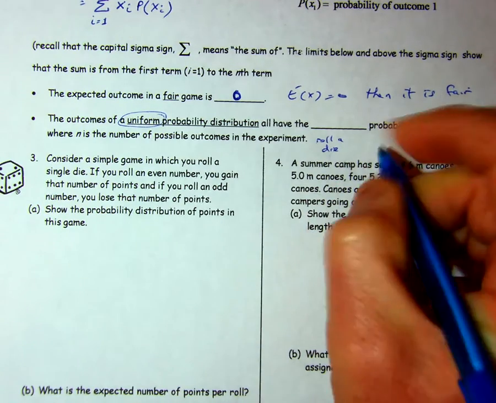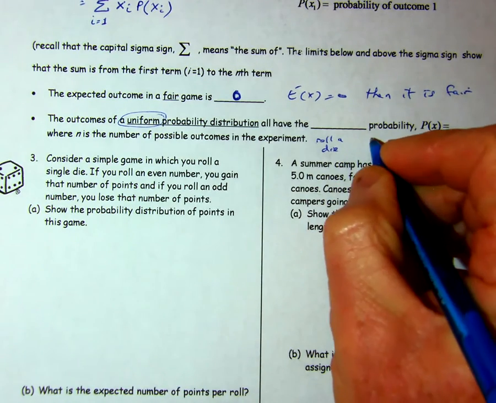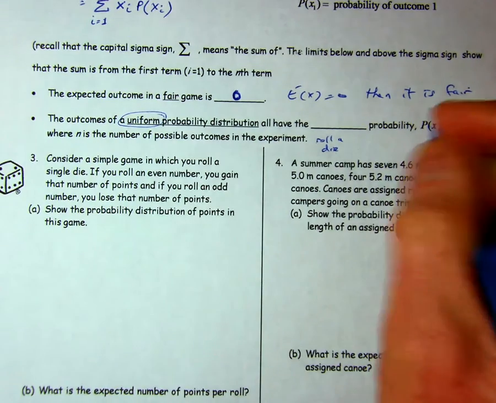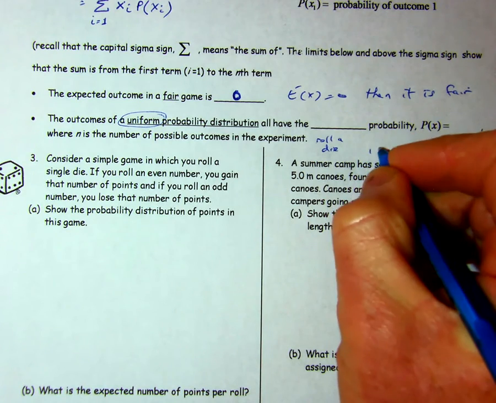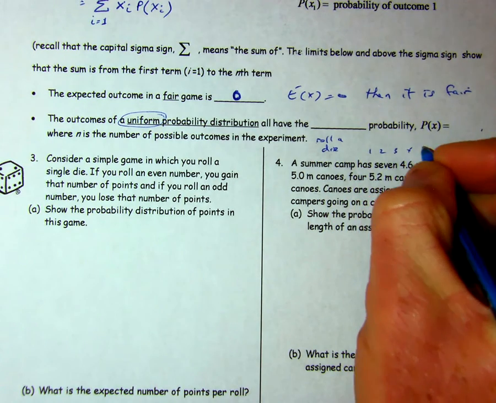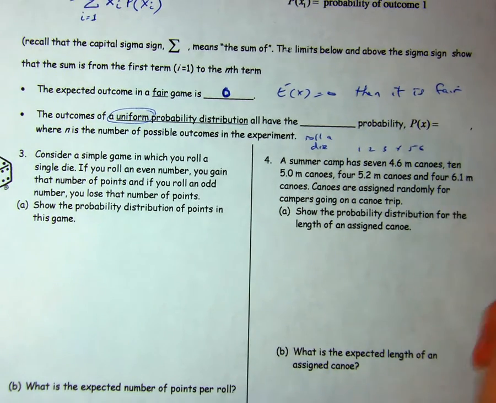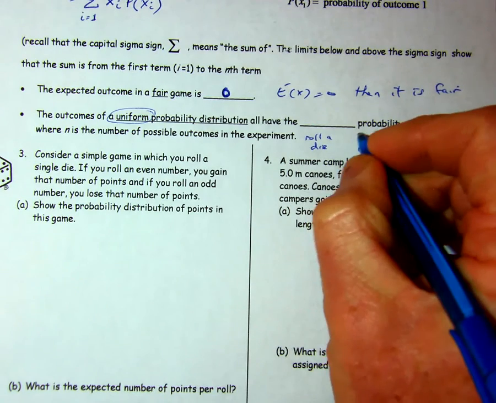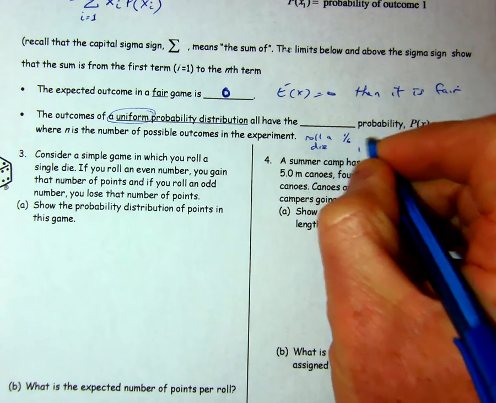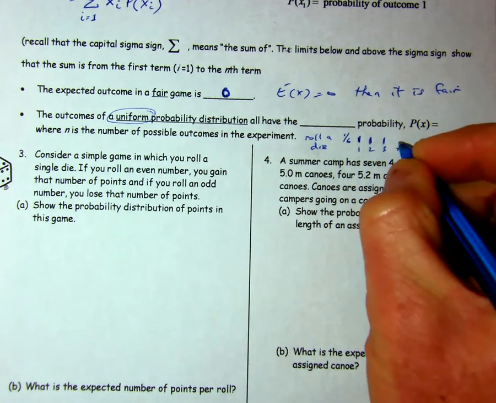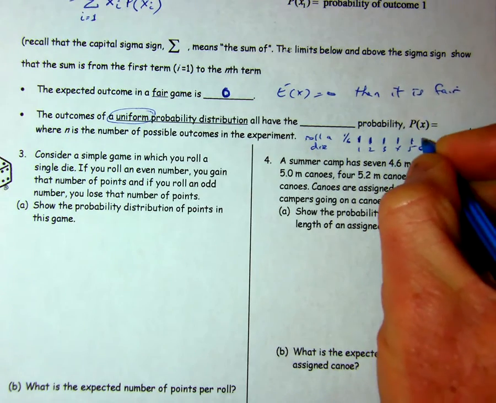You have 6 outcomes, right? You have either a 1, a 2, a 3, a 4, a 5, or a 6. What's the probability of each one? They're all 1 over 6. So that would be 1/6. I'm just drawing a little graph here, like we did before. They'd all be the same, right?